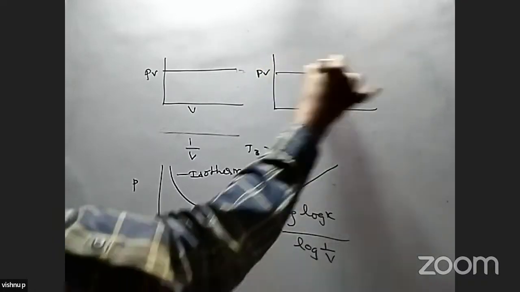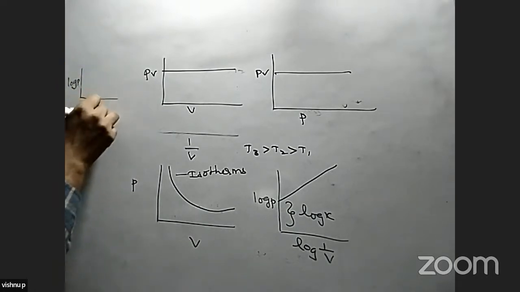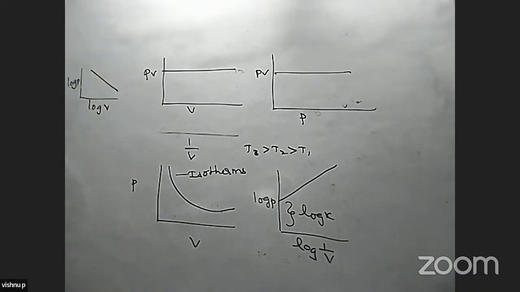PV with P also we get a constant. Or we take one more graph here, log P versus log V, we get this relation. This is the first gas law, Boyle's law, and the next gas law is called Charles law.